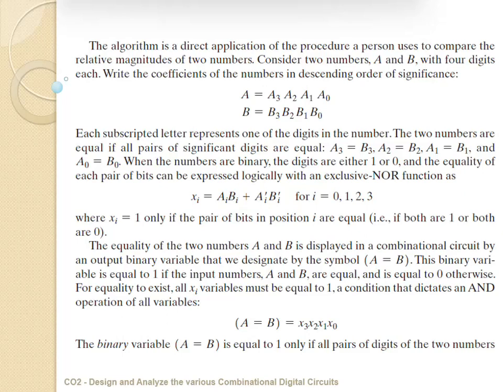If the two numbers A and B are equal, that can be analyzed if A3 is equal to B3, A2 is equal to B2, A1 is equal to B1, A0 is equal to B0, we can conclude A is equal to B. That can be obtained by determining x0, x1, x2 and x3. So if A is equal to B, then all x0, x1, x2 and x3 will be equal to 1, which means A is equal to B.